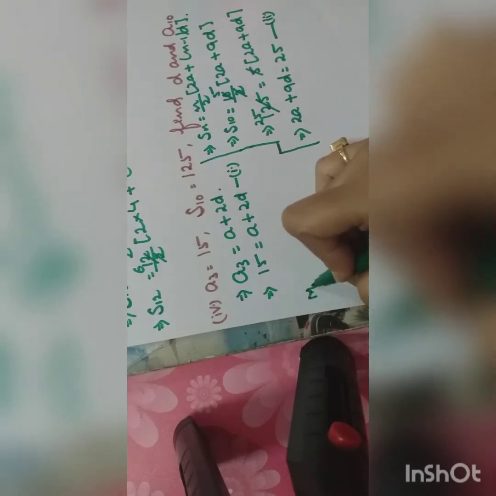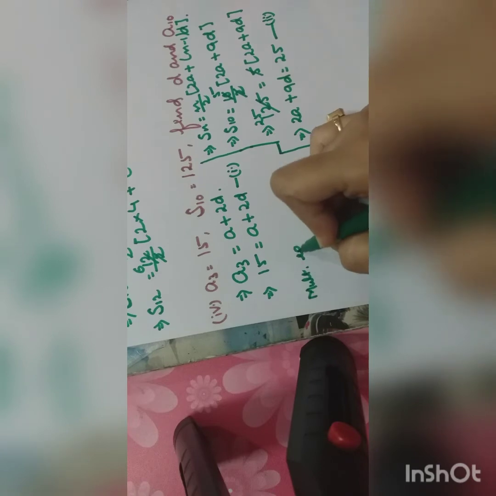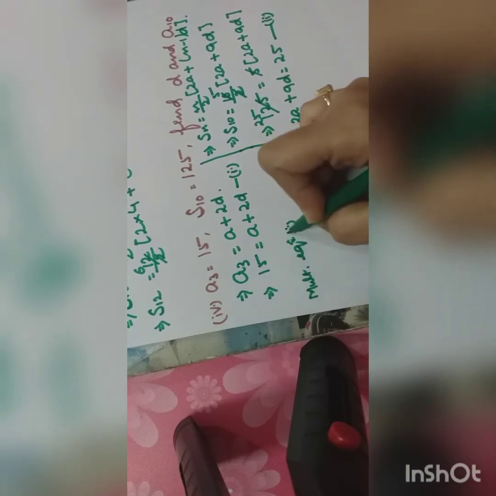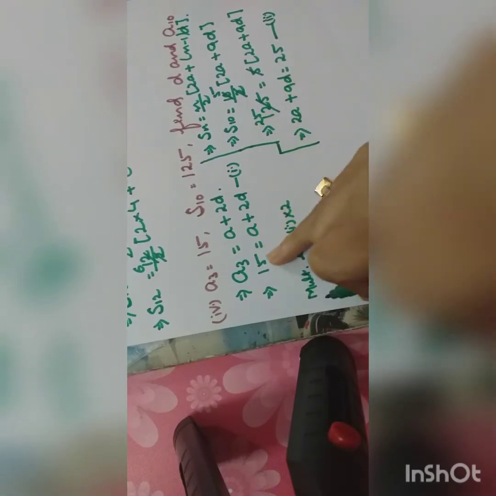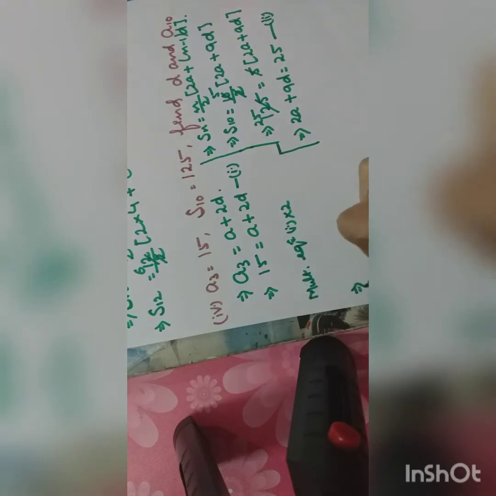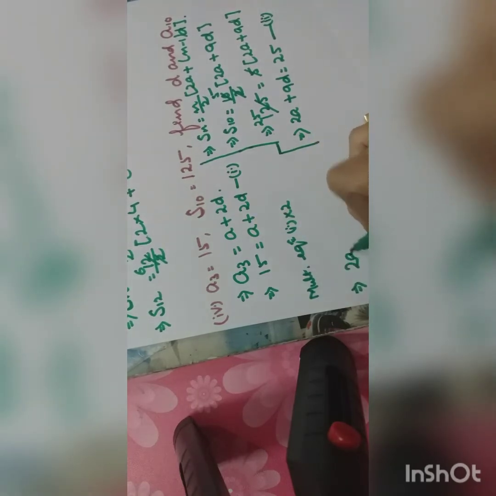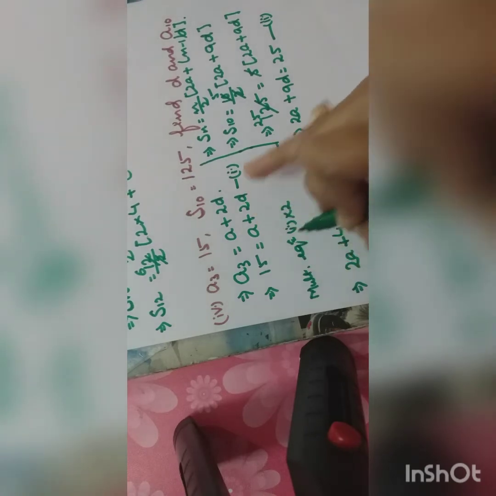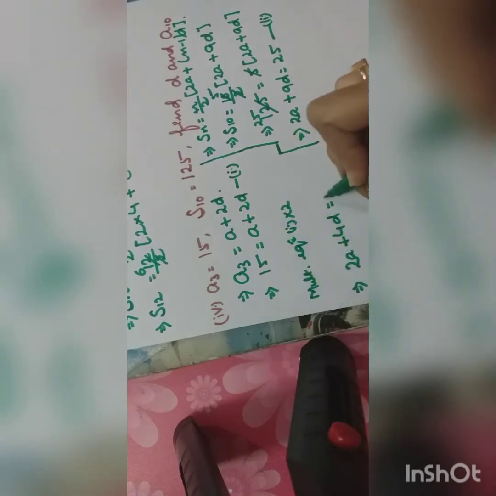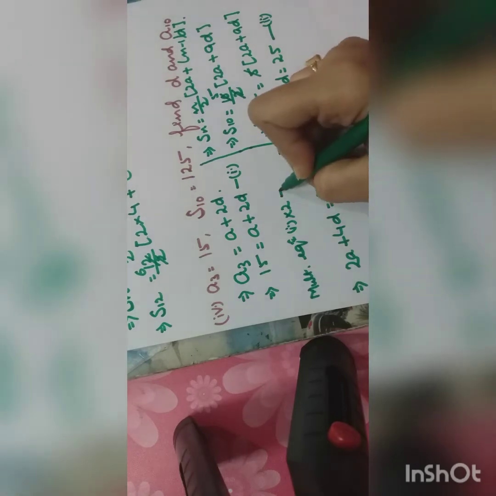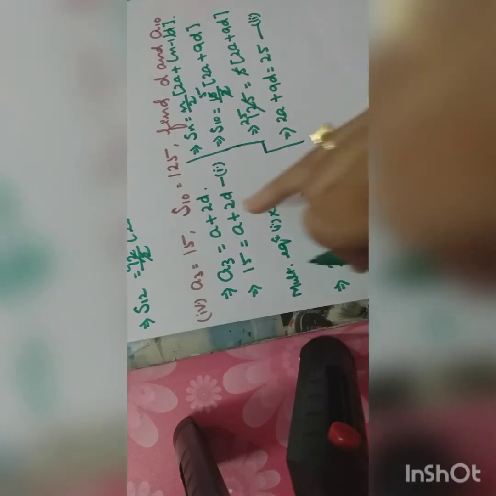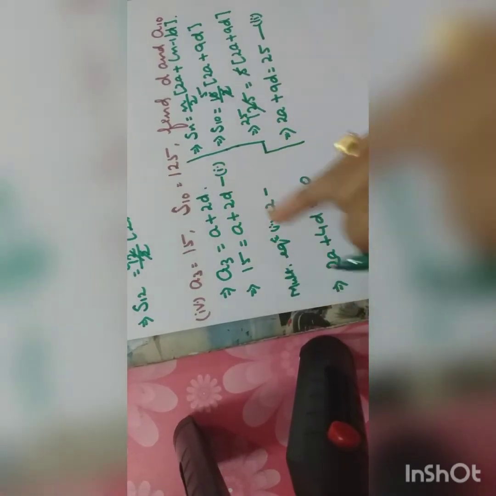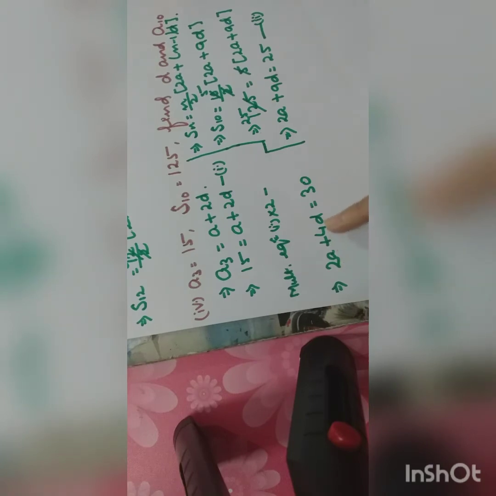So what I am doing is simply multiplying equation 1 by 2. So what will I get? Here it will be 2A plus 4D equals 15 into 2, which will be 30. I am first multiplying the whole equation 1 by 2. So I have multiplied it. So 2A plus 4D equals 30 is the result that I have got.